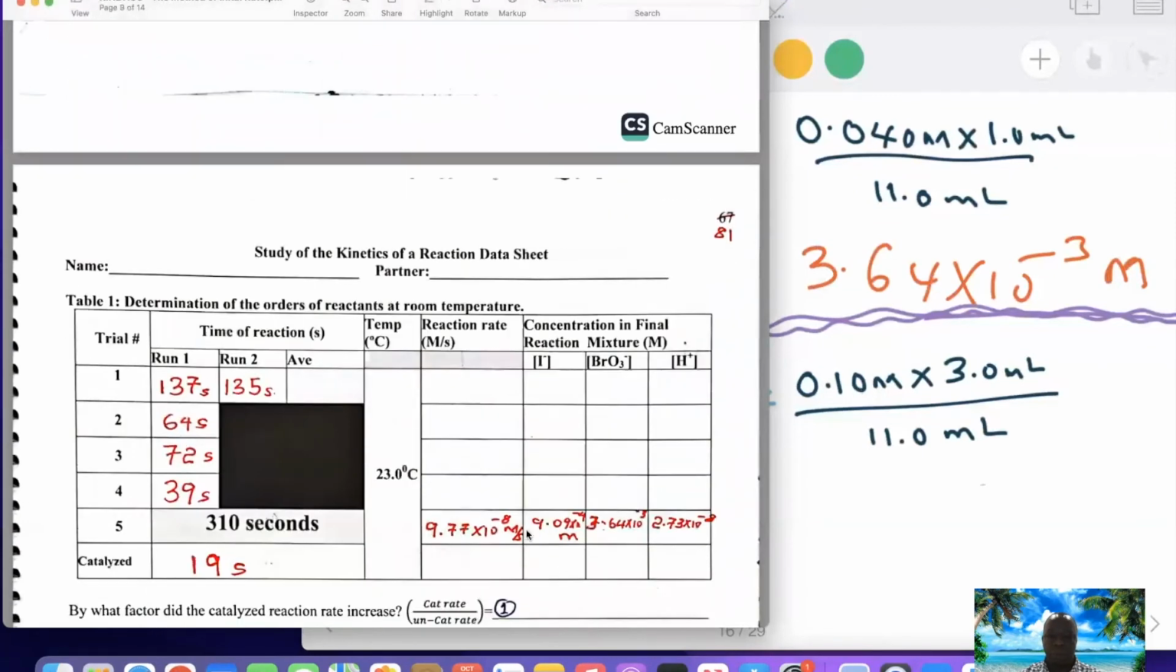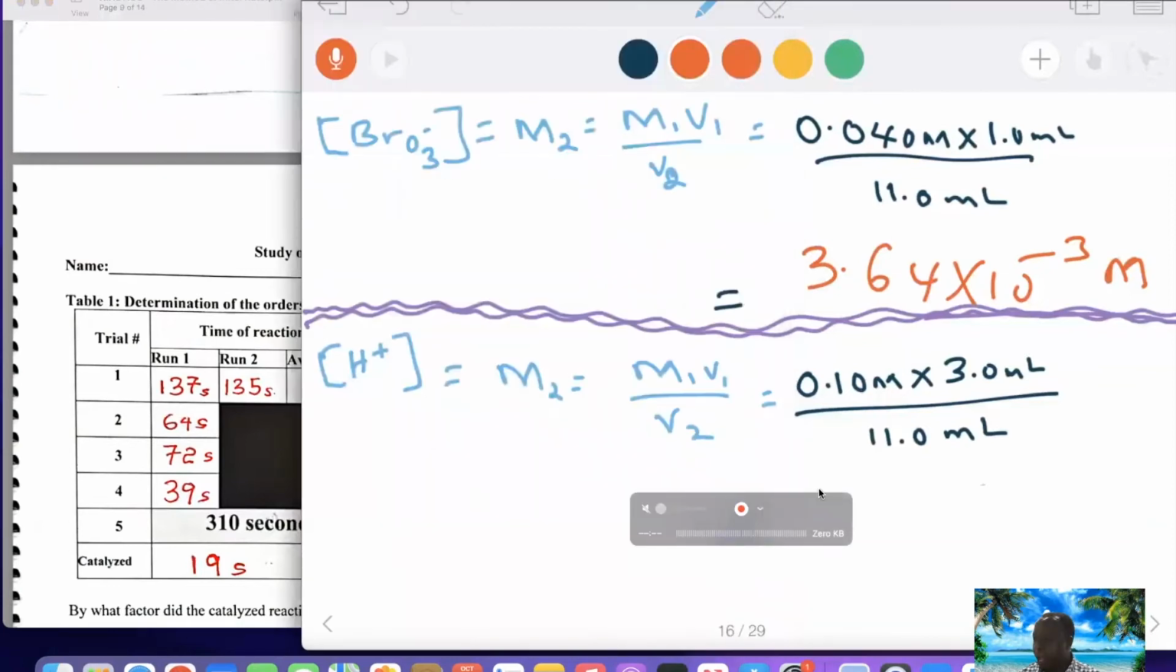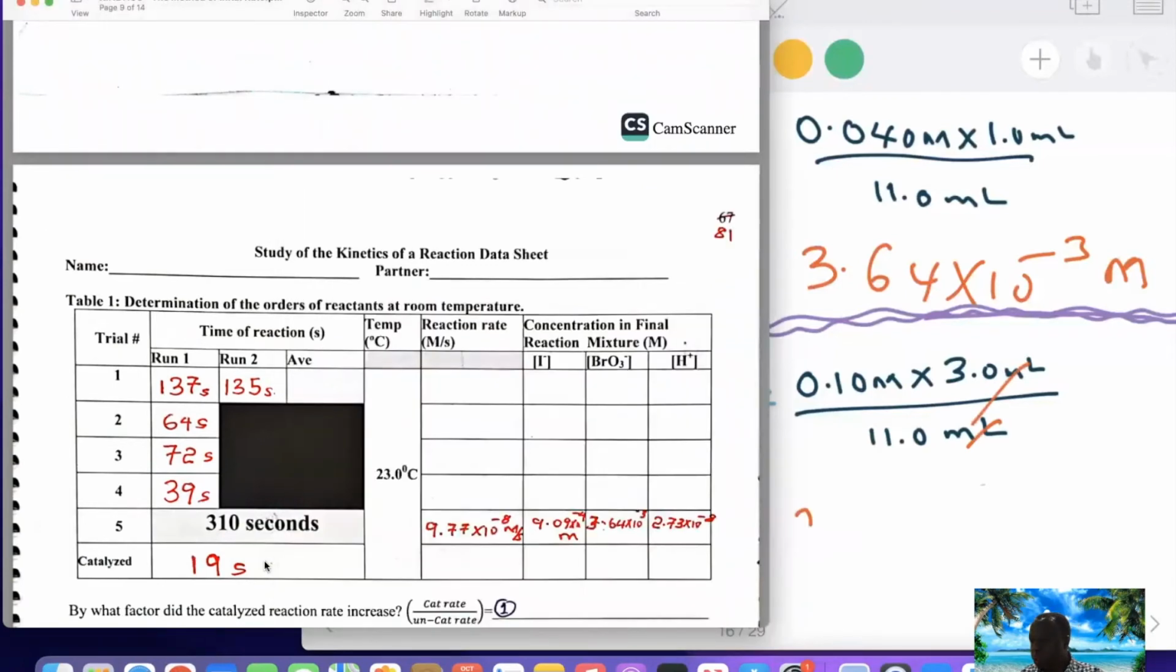concentration of bromide ion. Doing the same thing for hydrogen ion, M1V1. M1, this is the concentration of HCl, giving us the hydrogen ion, unit analysis, and this also gives us 2.73 times 10 raised to negative 8 molar.